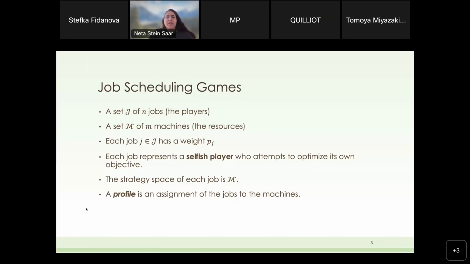machine. So unlike the traditional scheduling model, where a centralized authority assigns the jobs, in a job scheduling game, each job selects its own machine. And also we have a profile, which is an assignment of the jobs to the machines. It's kind of the state of the game.